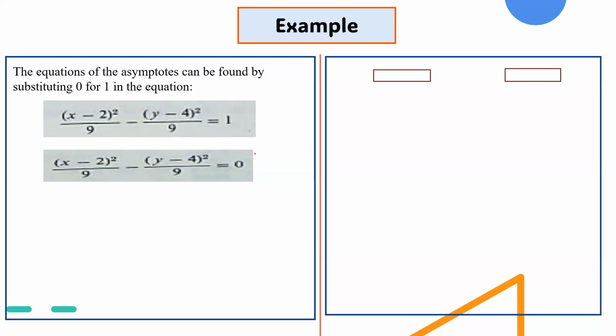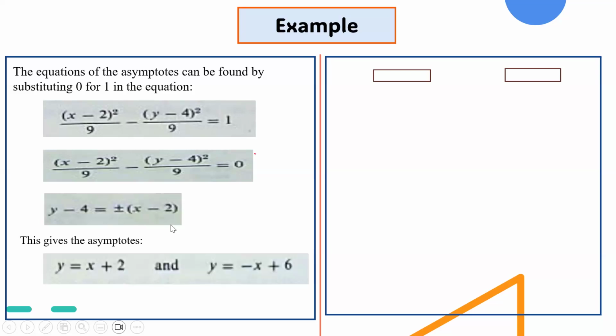So now we have to find the asymptotes. By substituting 0 for 1 in the equation, we have y minus 4 equal to plus or minus (x minus 2). Now working that out, we end up with y equal to x plus 2 and y equal to negative x plus 6.